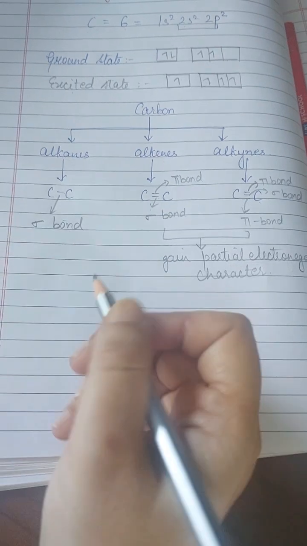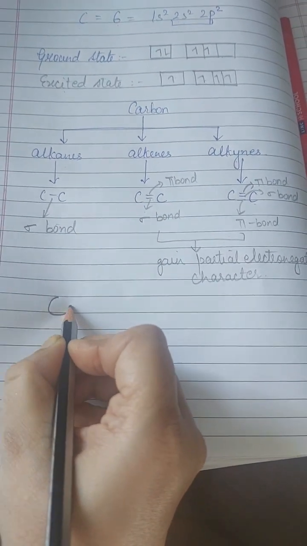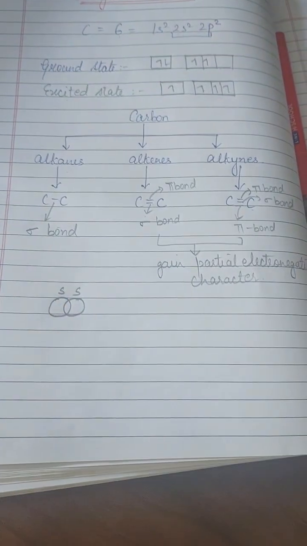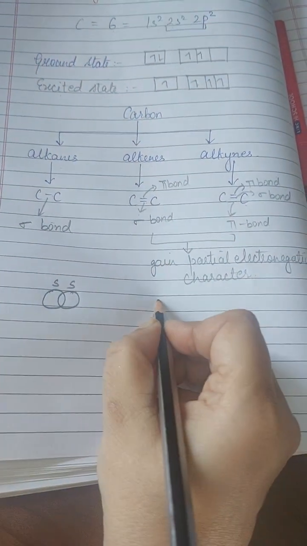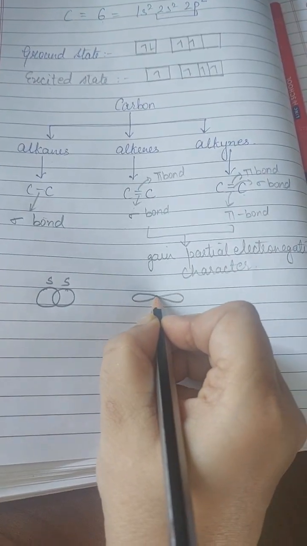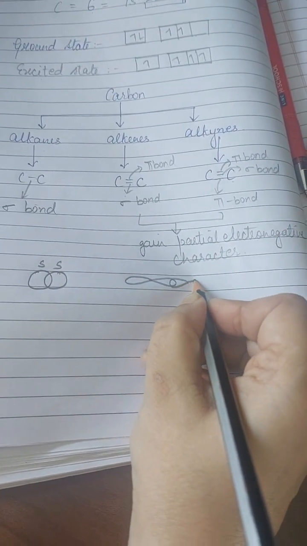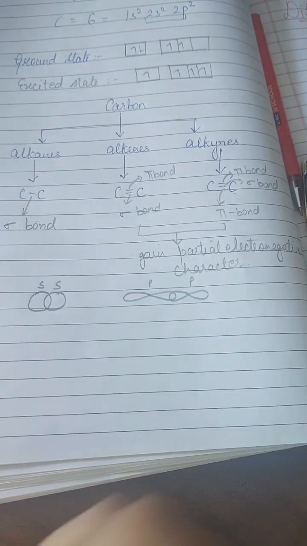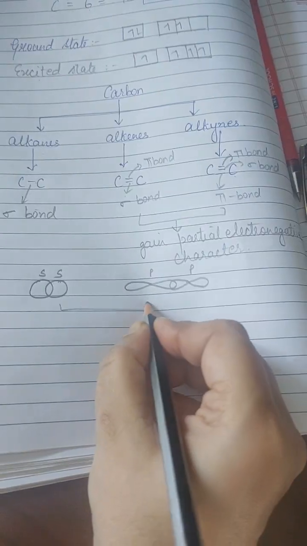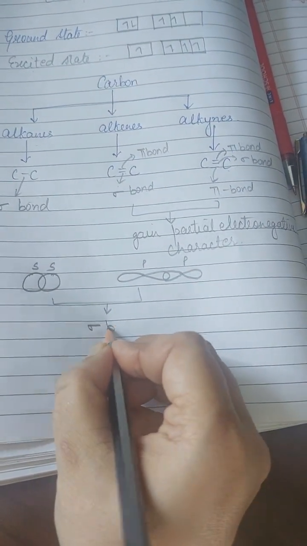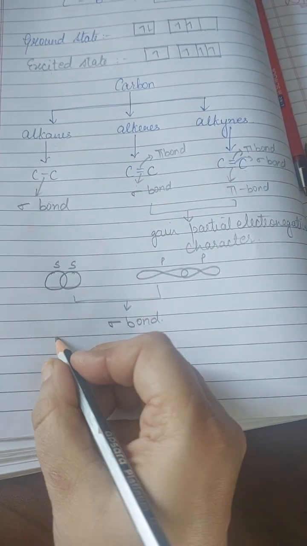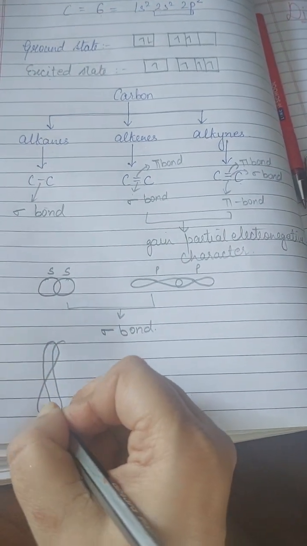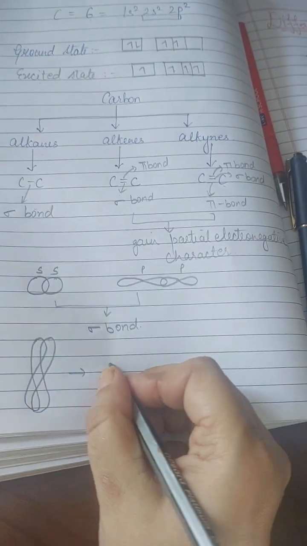In a sigma bond, there is always head-to-head overlapping. There is an overlapping between two s orbitals, and if there is head-to-head overlapping between p orbitals, then it will overlap like this: p and p orbital, and these two are of kind sigma bond. And in a pi bond there is always a sidewise overlapping. It is a pi bond.